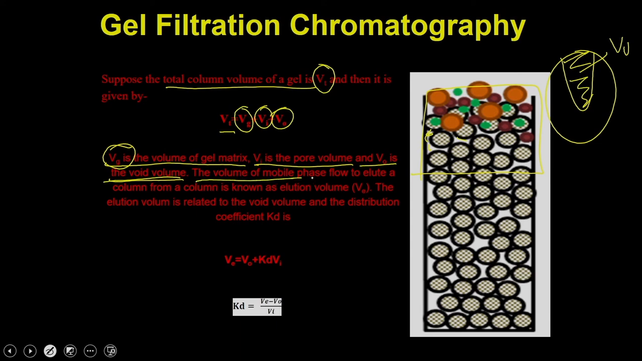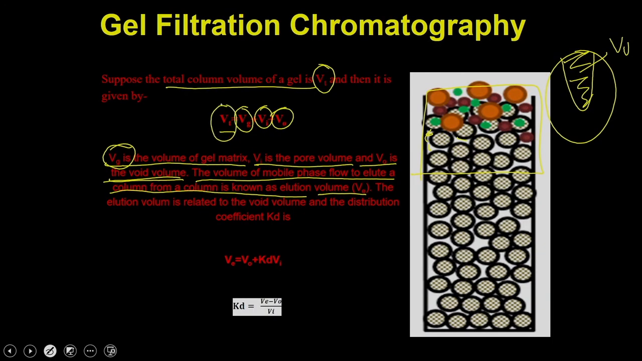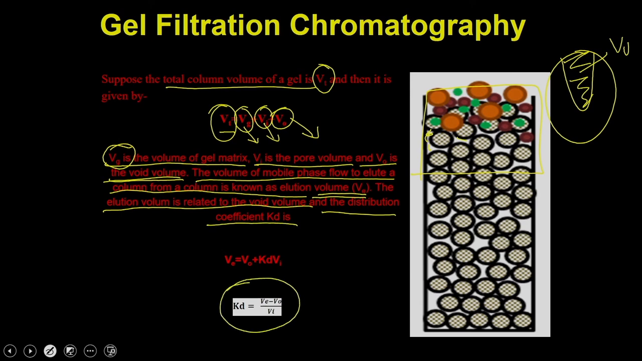Now, the volume of the mobile phase needed to elute an analyte from the column is known as the elution volume, or VE. So you have the parameters VT, VG, VI, VO and VE. If you recall, VT is the total column volume, VG is the volume of the beads or gel matrix, VI is the inner pore volume, VO is the void volume, and VE is the elution volume. The elution volume is related to the void volume and the distribution coefficient KD. So the relationship is that KD equals (VE minus VO) divided by VI, and you can calculate the KD value.